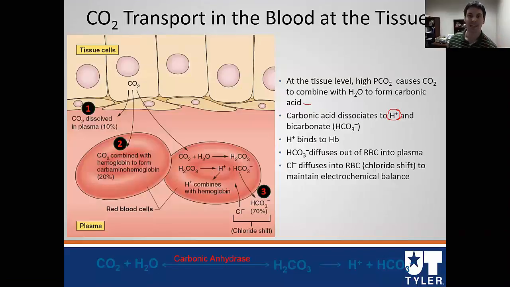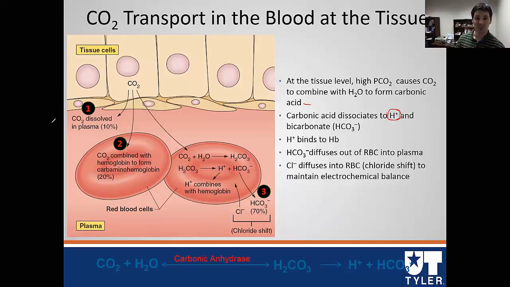So we spent a lot of time talking about oxygen, but the other important factor of the pulmonary system is the ability to transport carbon dioxide out of tissues and then into the lungs, where it is expired and gotten rid of as waste. There are 3 different mechanisms of CO2 transport in the blood.